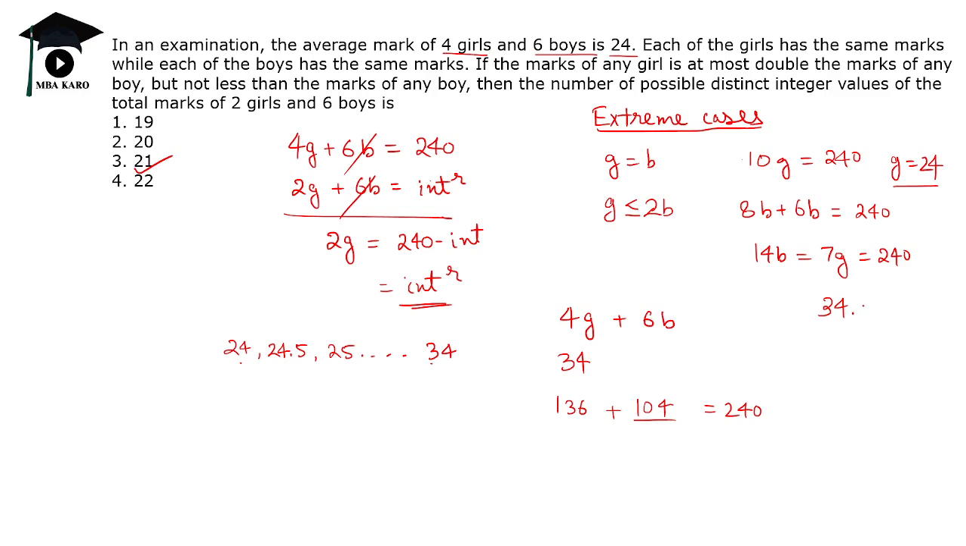So we will get 34 point something here, like 34.28. We cannot get to 34.5. So this is the first term of the series and the last term is 34, because 2G should be an integer. So starting from 24, 24.5, we have 21 terms in this series. Right, so this is what the answer is.